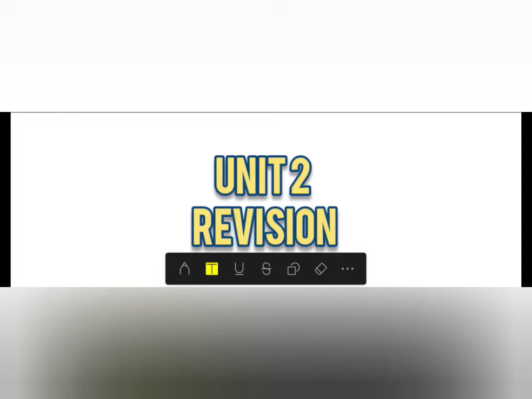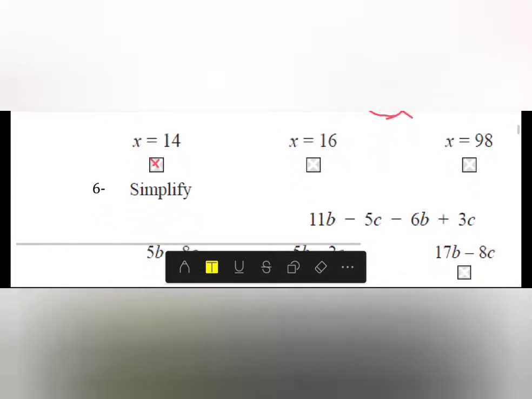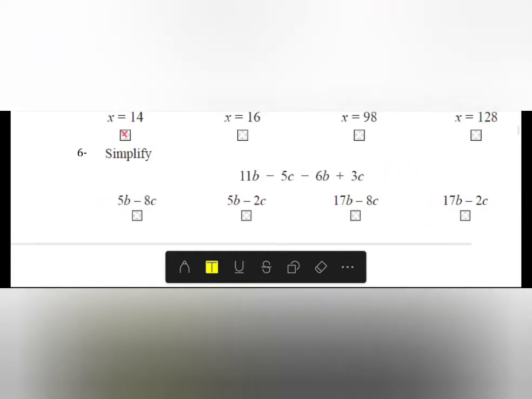In this video, we're gonna revise some questions about Unit 2. Let's take a look at some questions here. Let's take a look at question 6. Question 6 here, we have to simplify. Simplifying, as we said, we're gonna add or work out the like terms together to simplify as much as possible.